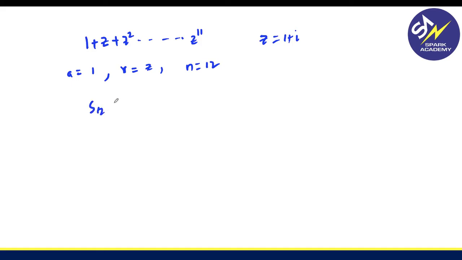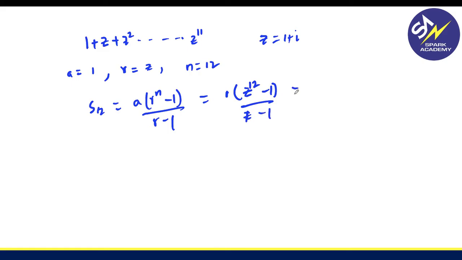So let's take that question again. 1 plus z square up to, so on, they said, up to z power 11. So what did we take? We took a as 1, r as z basically, and z we assumed as 1 plus i. N value was 12. So the formula was S12 = a(r^n − 1)/(r − 1). A value is 1, r value is z basically, (z^12 − 1)/(z − 1).